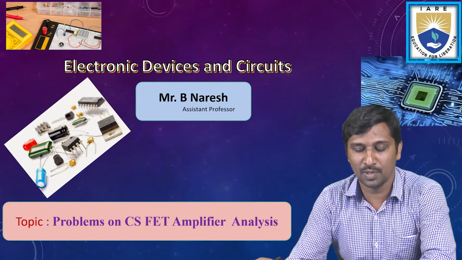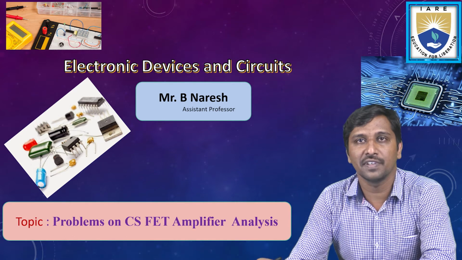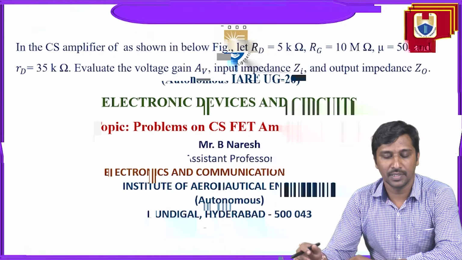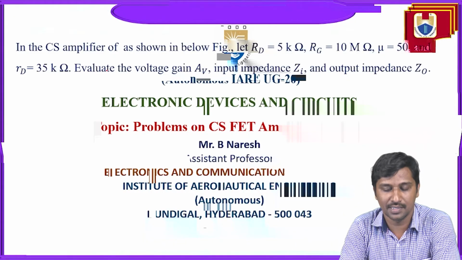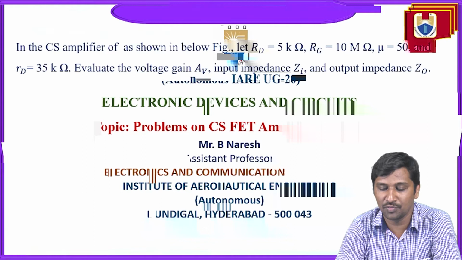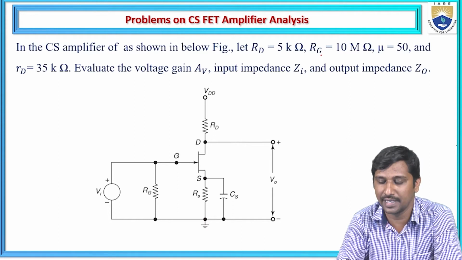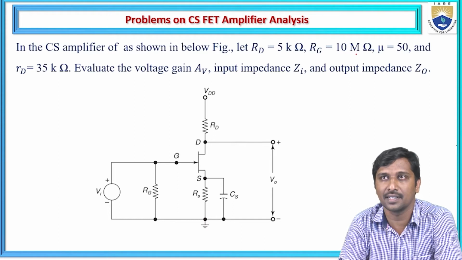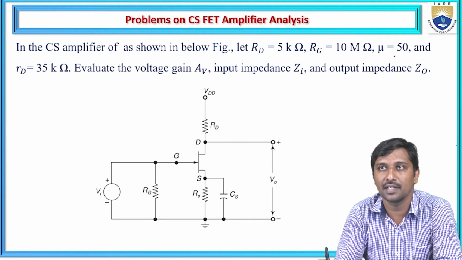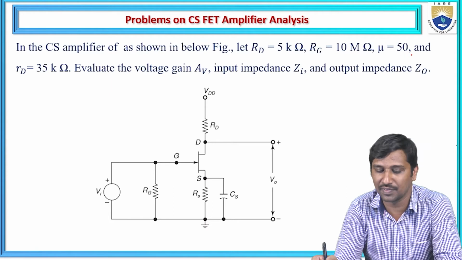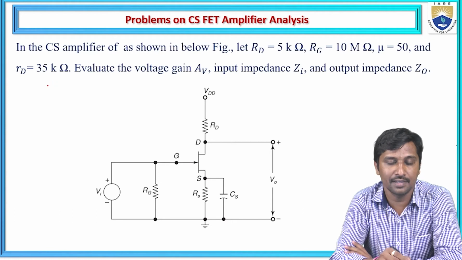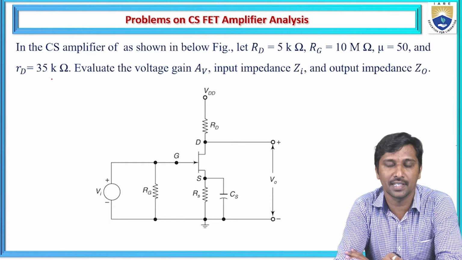Today's topic is problems on common source FET amplifier analysis. The first problem is a CS amplifier, as shown in the figure below. Let the external drain resistance, capital RD, be 5 kilo ohms, and the gate resistance RG be 10 mega ohms. The amplification factor is 50, and the internal drain resistance, small rd, is 35 kilo ohms.